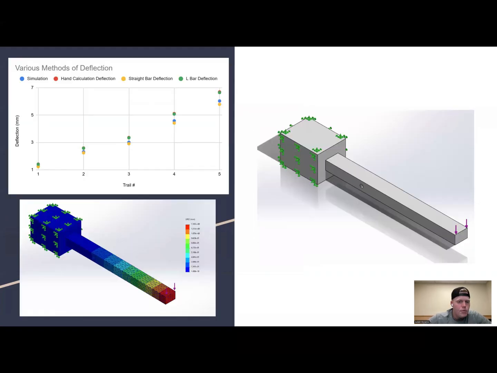To combat this and get our simulation a little bit more accurate, we took the best of both worlds with the horizontal clamping of the straight bar and the vertical clamping of the L bar, so you can make this shape. Doing this reduced our percent error from around 5 to 10% to around 1 to 2%. So it's a much more accurate way of modeling what a fixed face is actually like in real life.